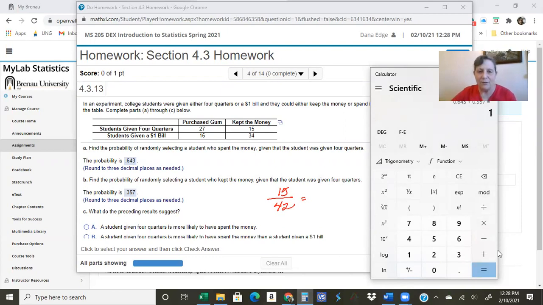So the probability that they kept the money, given that they were given 4 quarters, is going to be the complement of the probability that they spent the money, given that they were given 4 quarters.